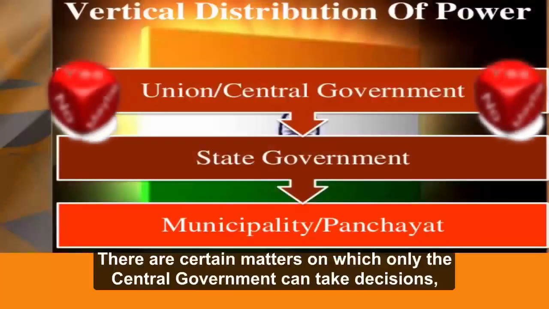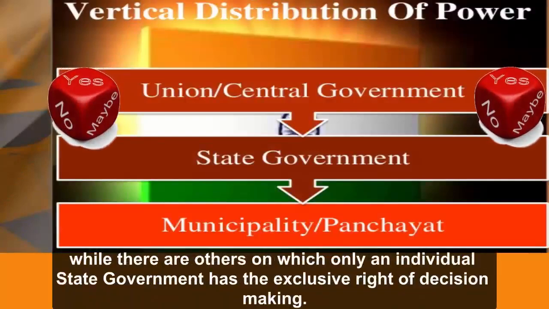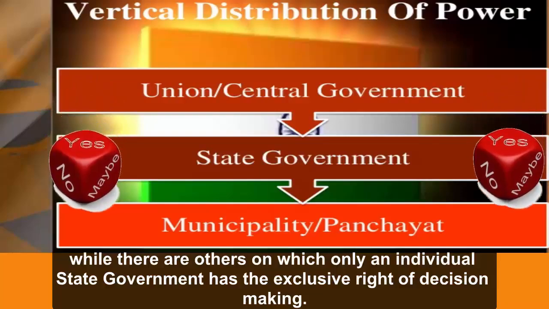There are certain matters on which only the central government can take decisions, while there are others on which only an individual state government has the exclusive right of decision-making.